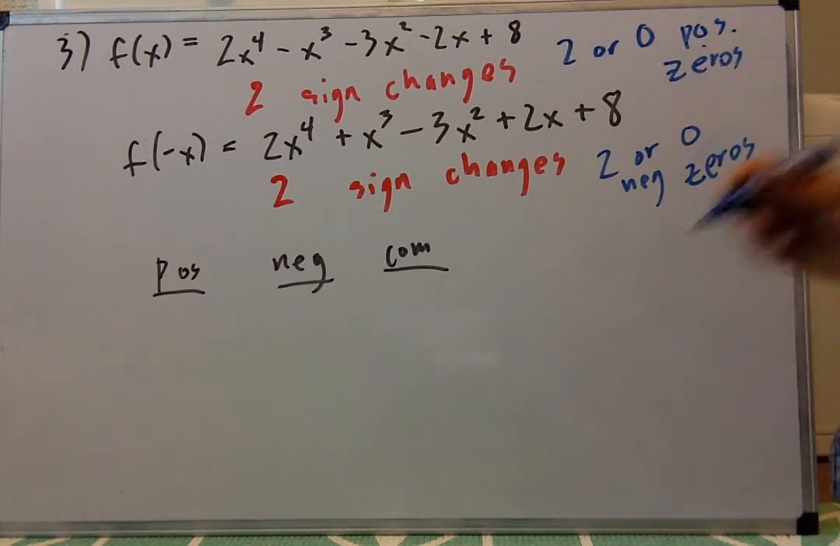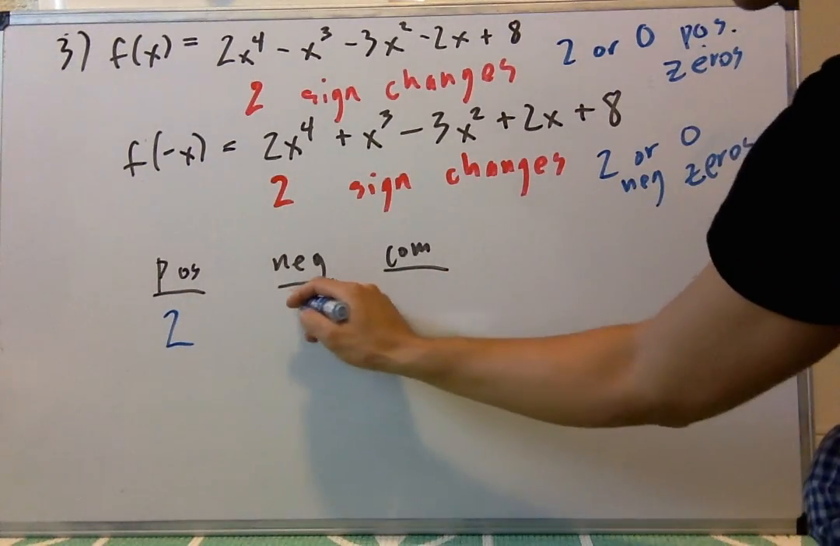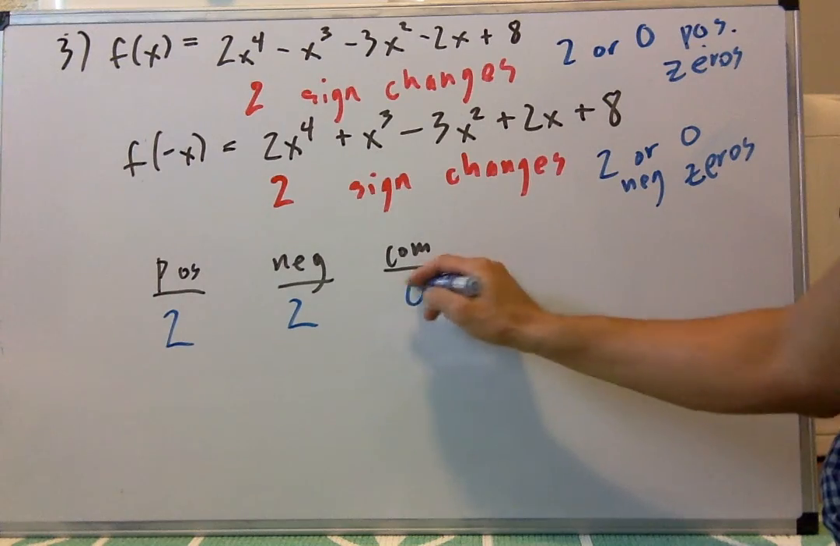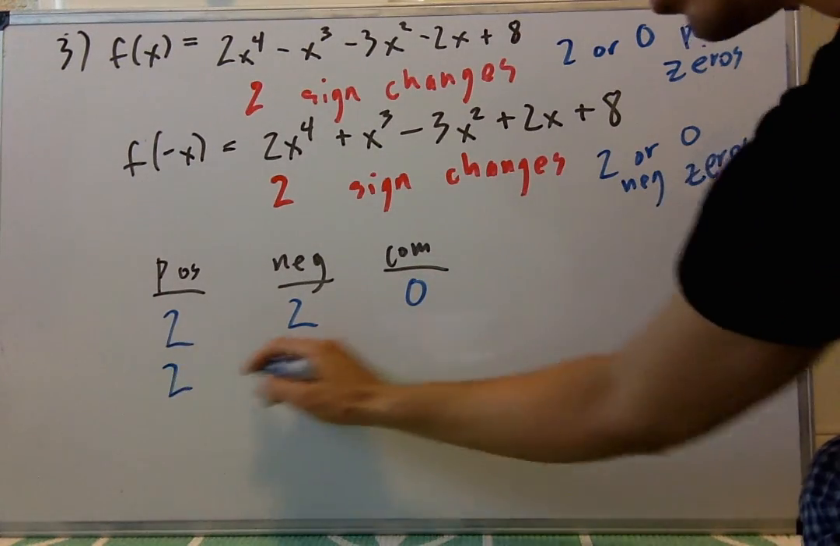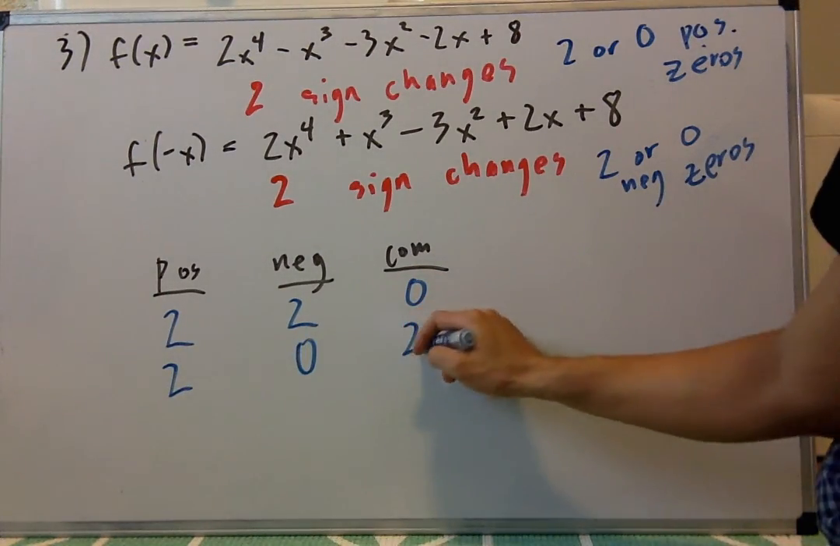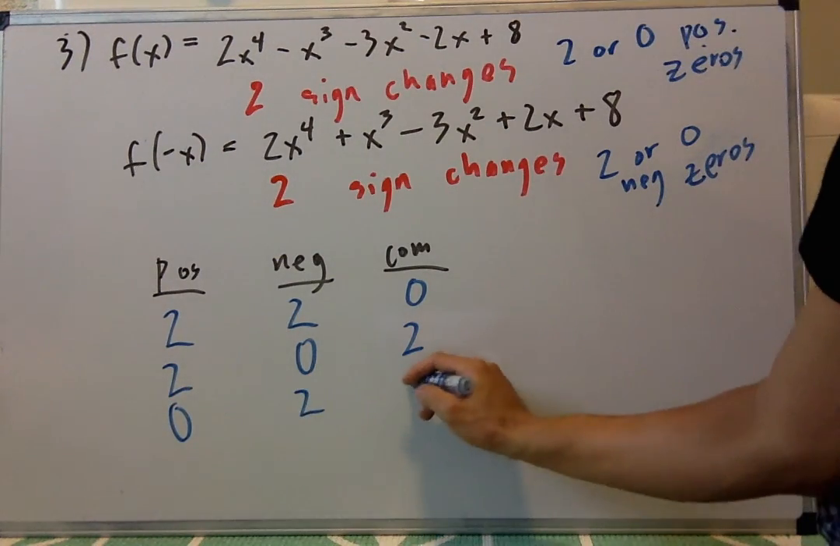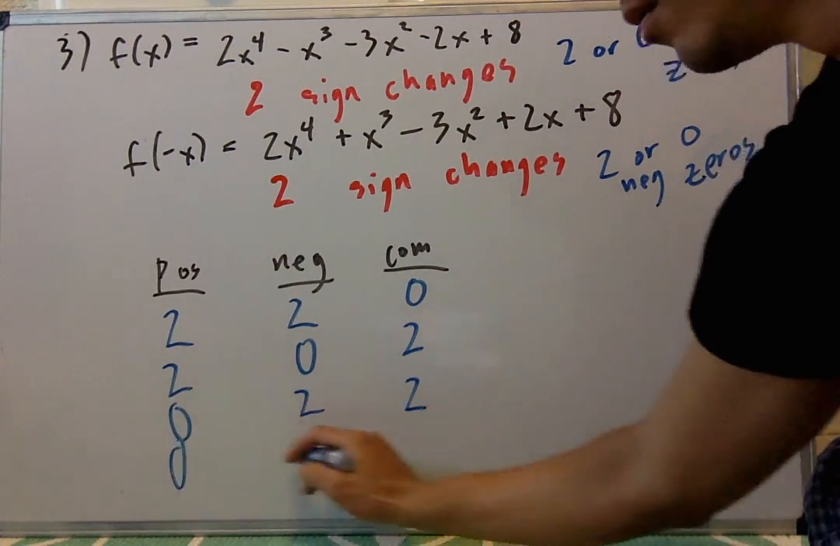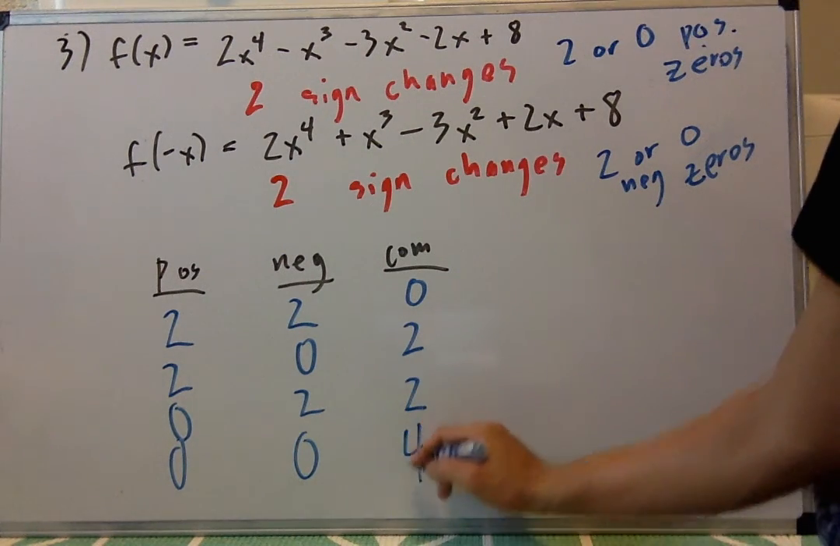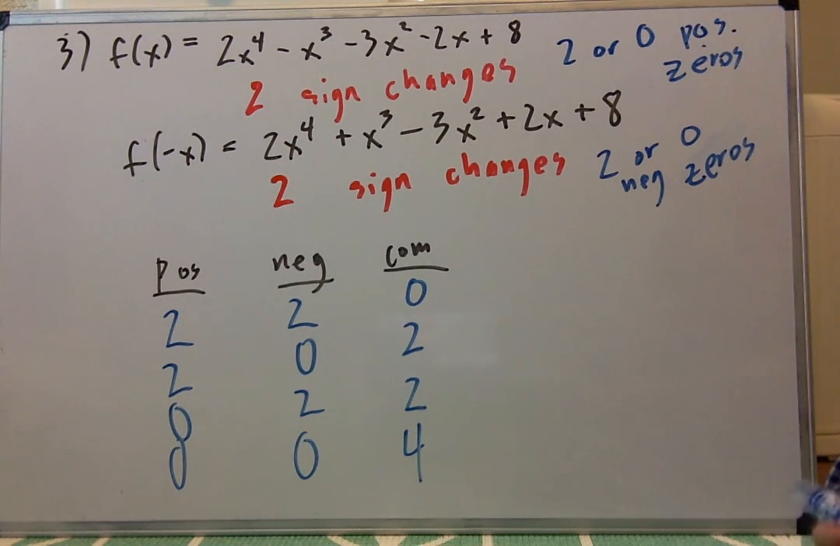So I could have 2 positive, I could have 2 negative, that means there's already 4, so 0 complex. I could have 2 positive, 0 negative, that means there's 2 complex. Or I could have 0 positive, 2 negative, that means 2 complex. Or 0 positive, 0 negative, that means all 4 are complex. So those are the 4 different possibilities.